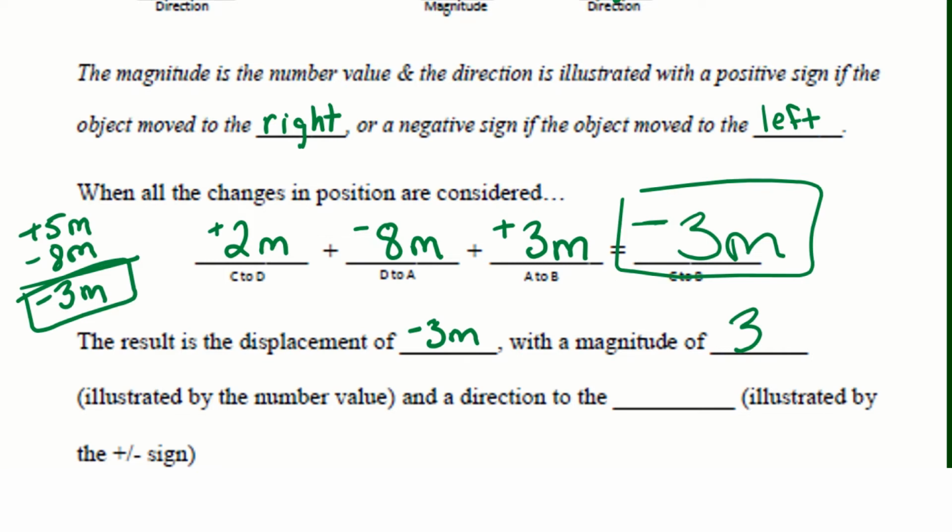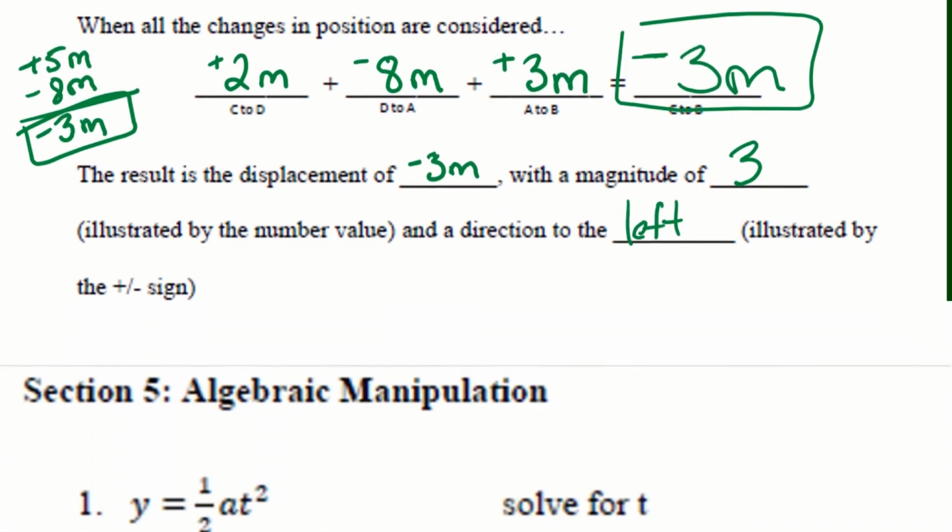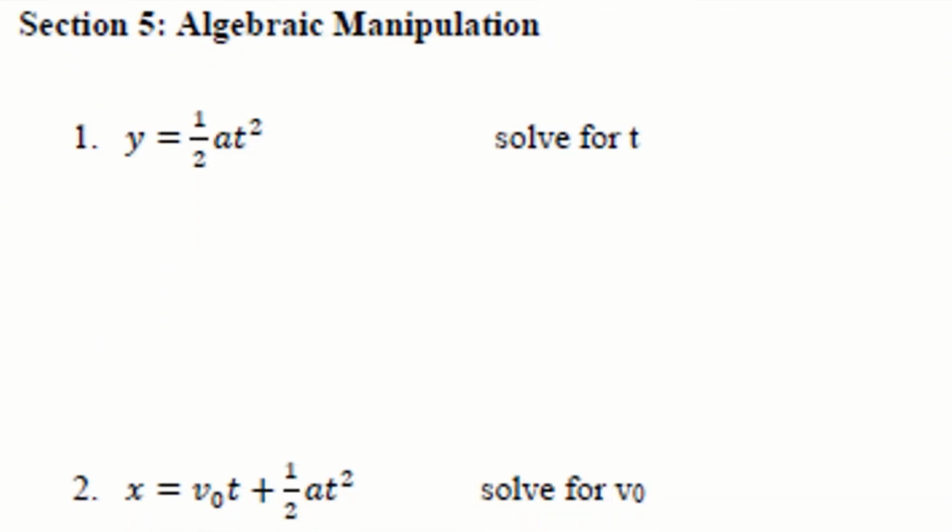So because it was negative, that means that it moved to the left. Okay, section 5, algebraic manipulation.